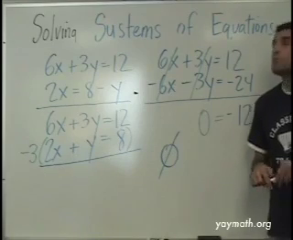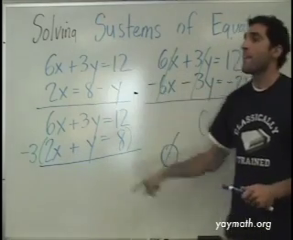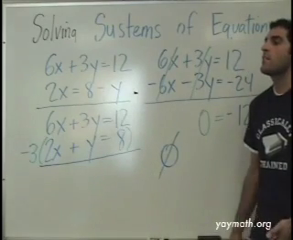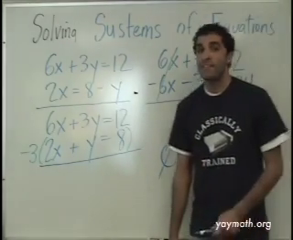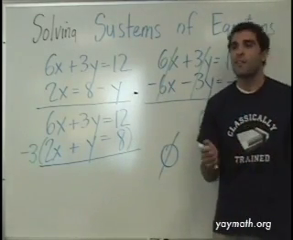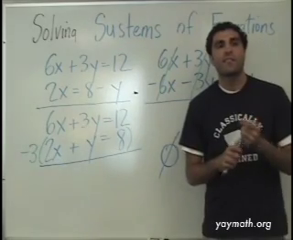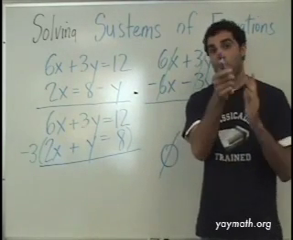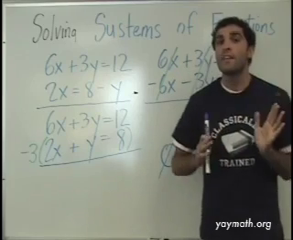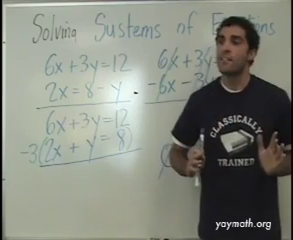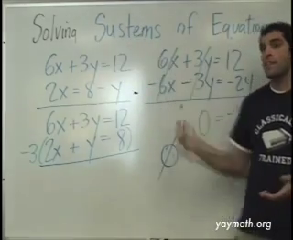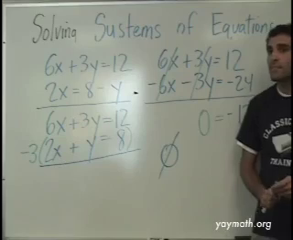What does it mean when you have 2 lines and there's no solution? They're parallel, exactly. These 2 lines are parallel. Can anyone explain what that means? They'll never intersect. Exactly. Parallel lines will never intersect. They have the same slope, meaning they'll never intersect, meaning there's no point that works for both. That's the idea, no solution.